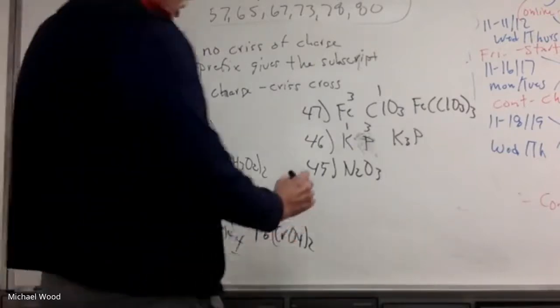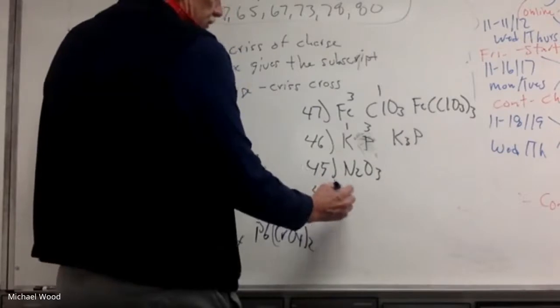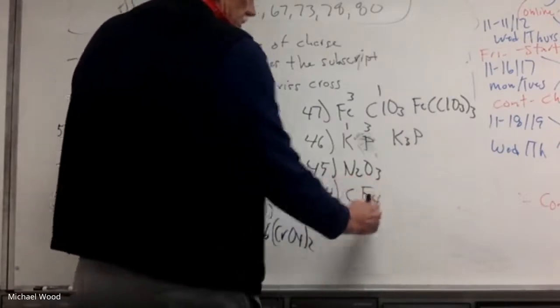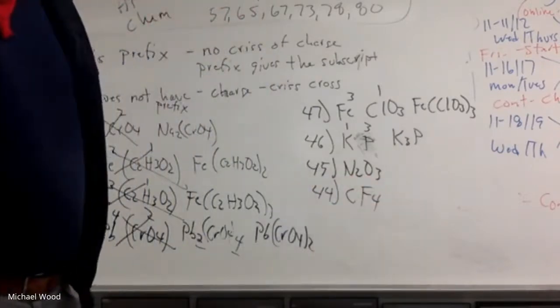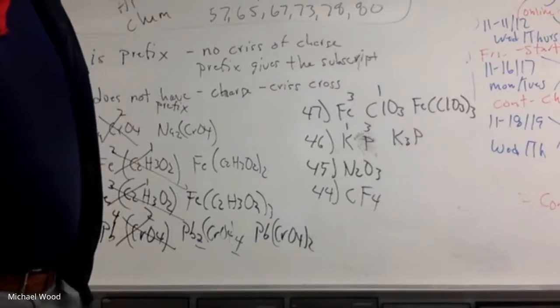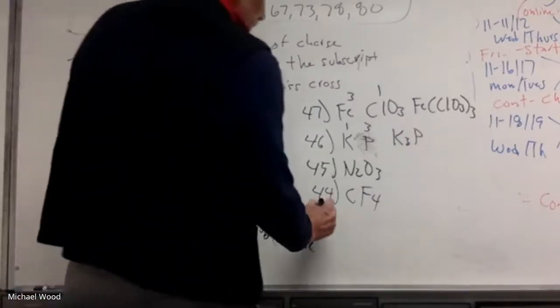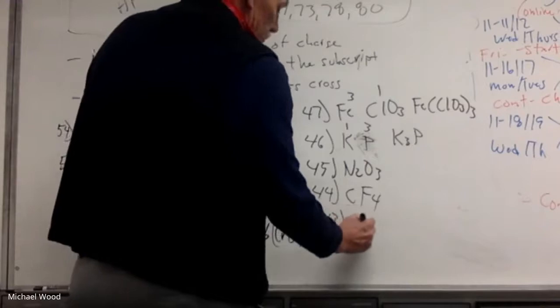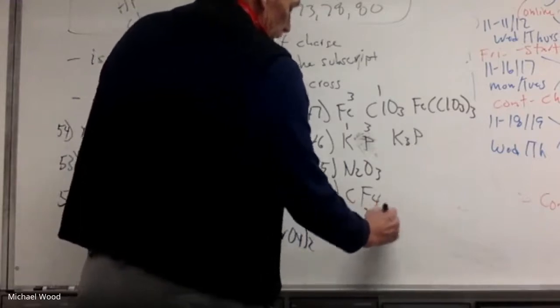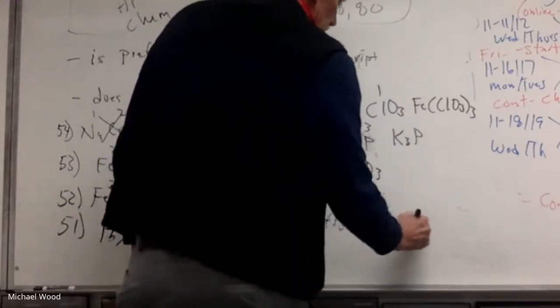44 is another one of those. Carbon tetra. Tetra is a prefix. Fluoride, so it'd be CF4. Okay, and then 43, again, no prefixes, so I'm going to have to look up the charge. So I've got calcium, which is a 2, iodine, which is a 1, so we get CaI2.